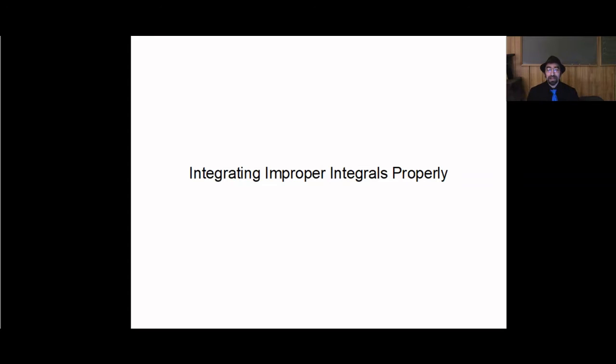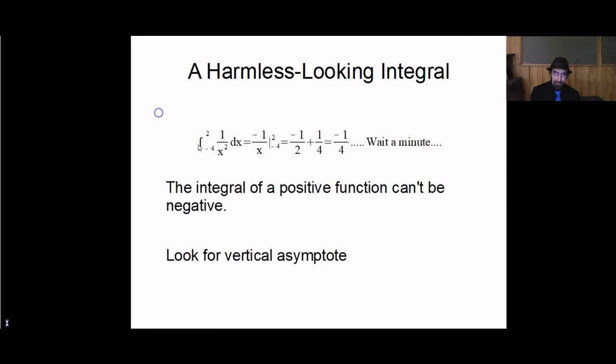Tonight we're driving the Victorians crazy and getting improper. We're going to integrate improper integrals, but we're going to make sure to do it properly. So, let's start with this harmless-looking integral: the integral from -4 to 2 of 1 over x squared dx.